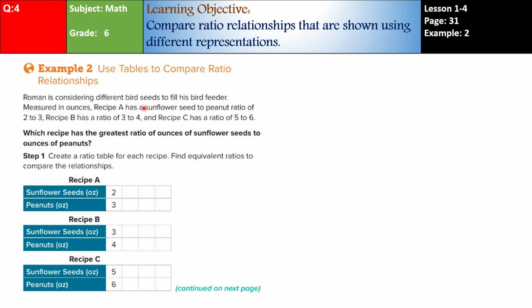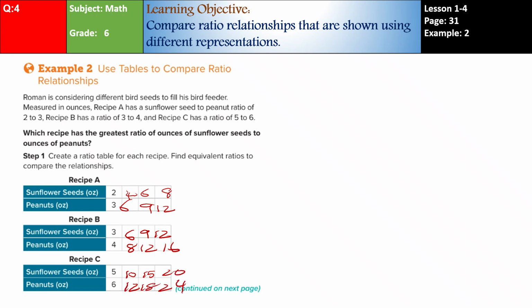Roman is considering different bird seeds to fill his bird feeder. Measured in ounces, recipes A, B and C are given. You have to find the greatest ratio of ounces of sunflower seeds to ounces of peanuts. So first of all, we will start by completing the table. We will complete the table by writing the multiples. It is 2, 4, 6 and 8, 3, 6, 9 and 12, 3, 6, 9 and 12, 4, 8, 12, 16, 5, 10, 15, 20, 6, 12, 18 and 24.